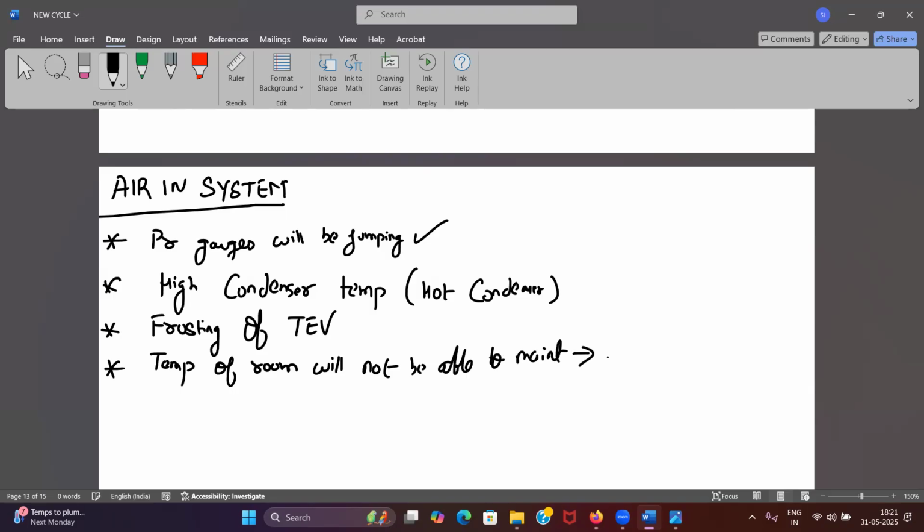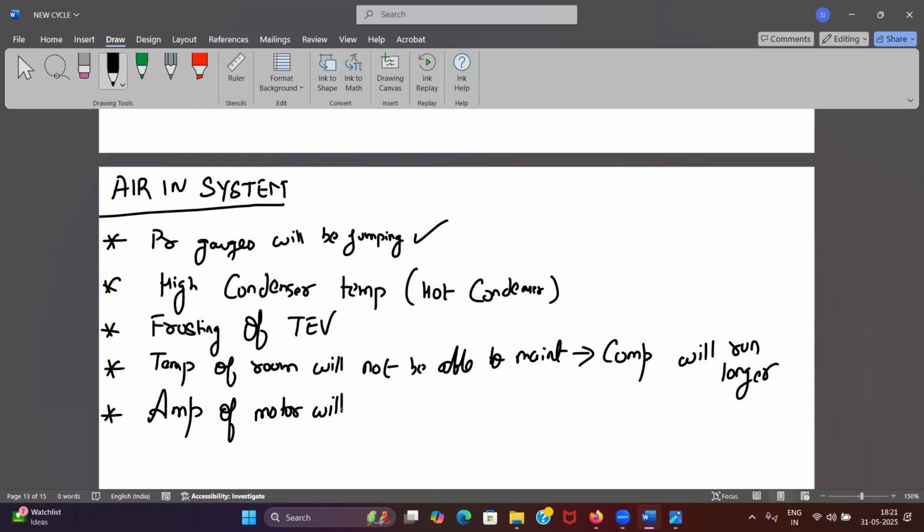Or you can also call it that the compressor will run for a longer time. Right? If air has come into the system, don't you think the ampere of the motor will also increase? Because it has to compress more, give more force to your compressor. The air will also put extra opposing force on the piston. You can write it, you can write more points also, but this much is enough for now.